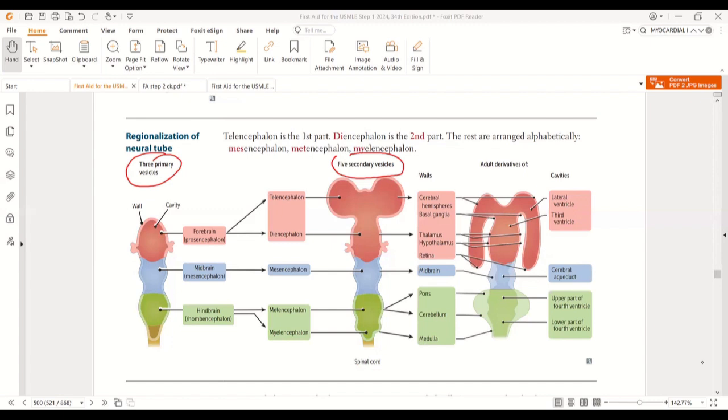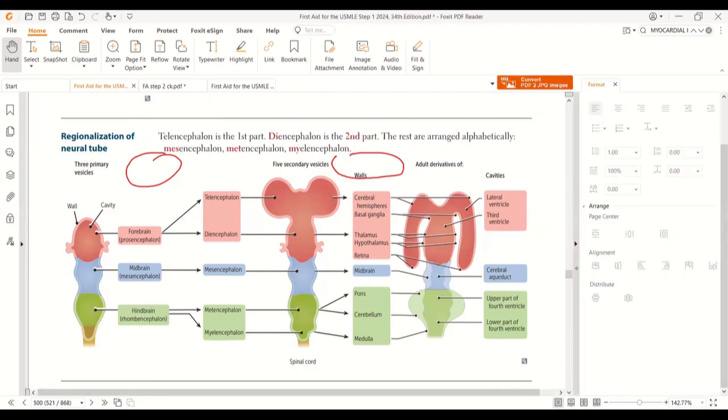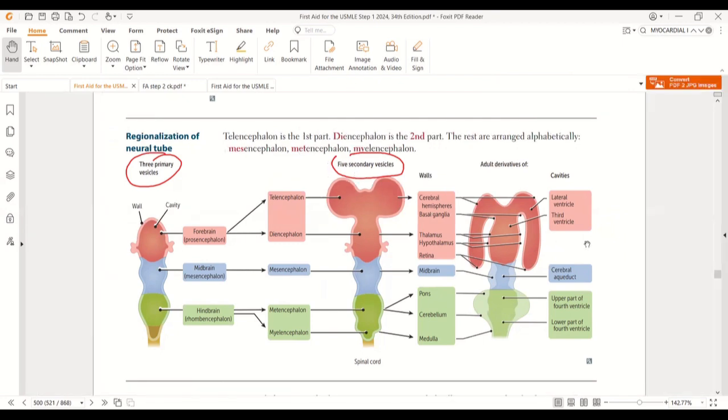Okay, so one more thing. What is a neural crest cell? Neural crest cells are not part of the neural tube; they remain outside the neural tube. So can anybody tell me what are the adult structures that are derived from the neural crest? This is again high yield stuff.